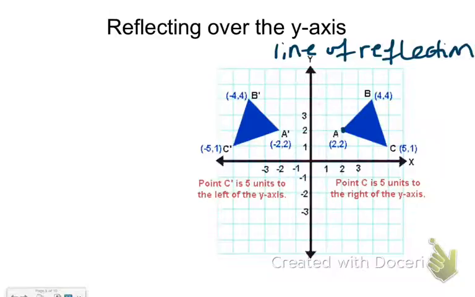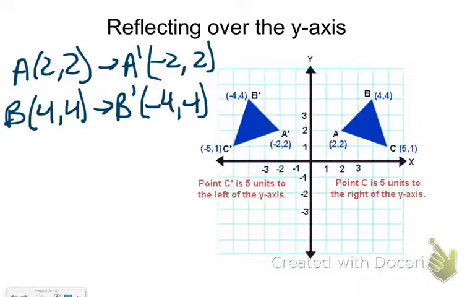So since A is 2 units away from our line of reflection, A prime will also be 2 units away. B is 4 units away from our line of reflection, which means B prime would be the same distance on the opposite side. And finally, point C is 5 units away from our line of reflection, which means that C prime must also be that same distance.